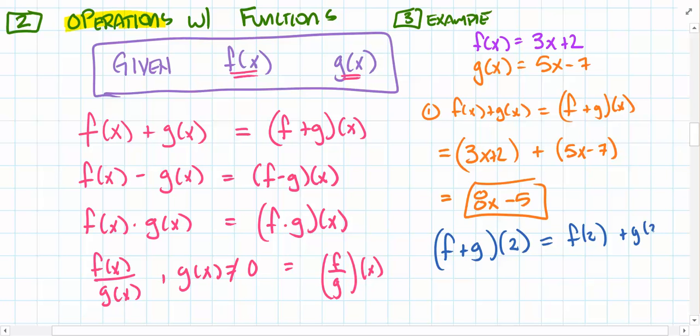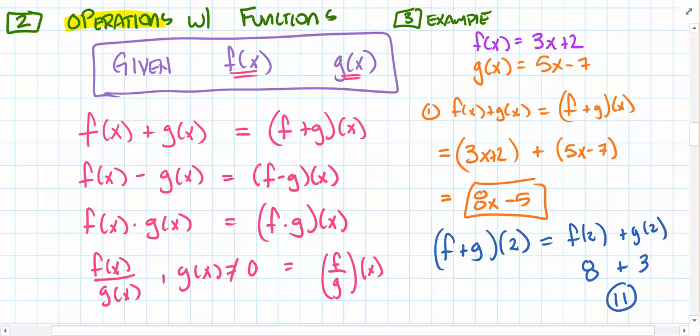Well, what is f of 2? Plug it in. It'd be 3 times 2 is 6, plus 2 is 8. Good, and then we'll add that. What's g of 2? Well, that'd be 5 times 2 is 10, minus 7 is 3. So 10 plus 3 is how much? 11. So f plus g of 2 is 11.